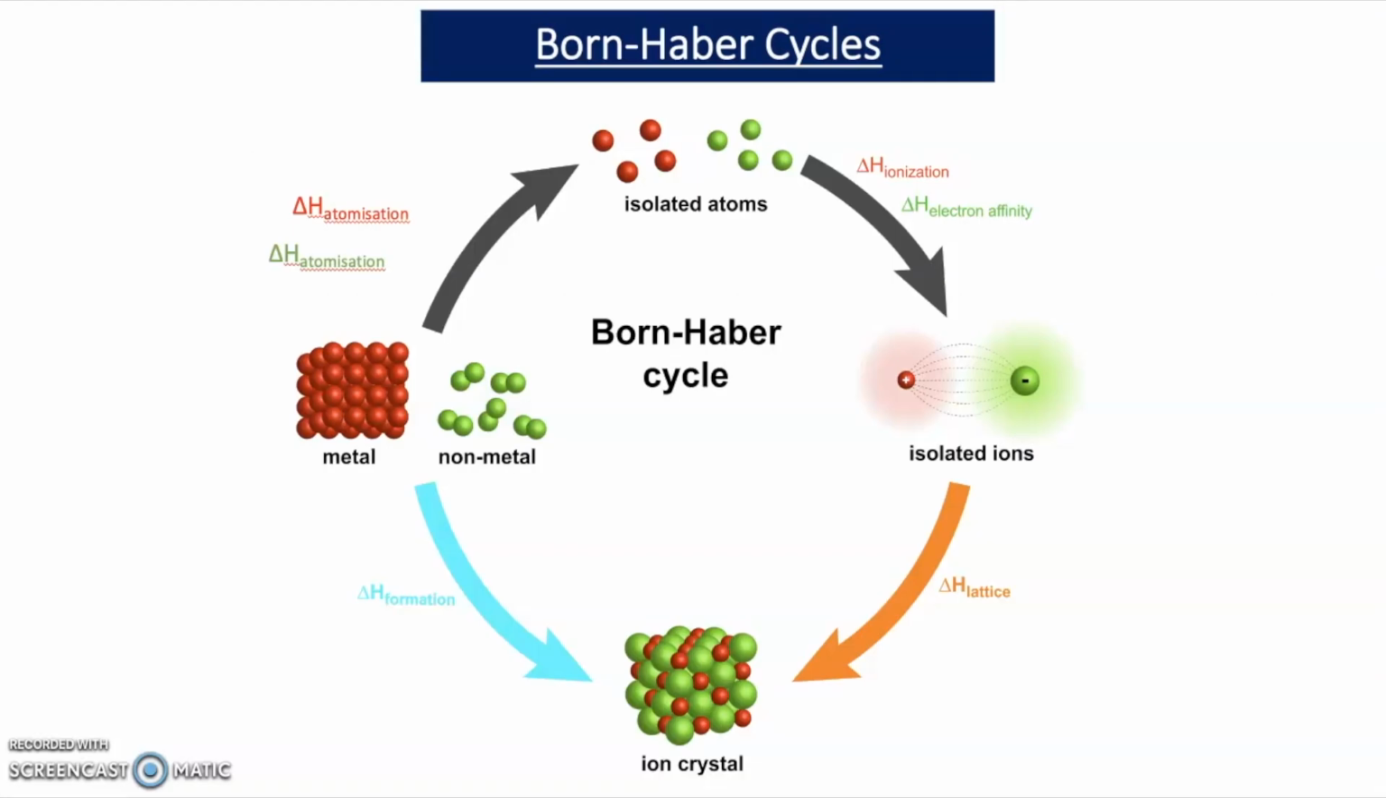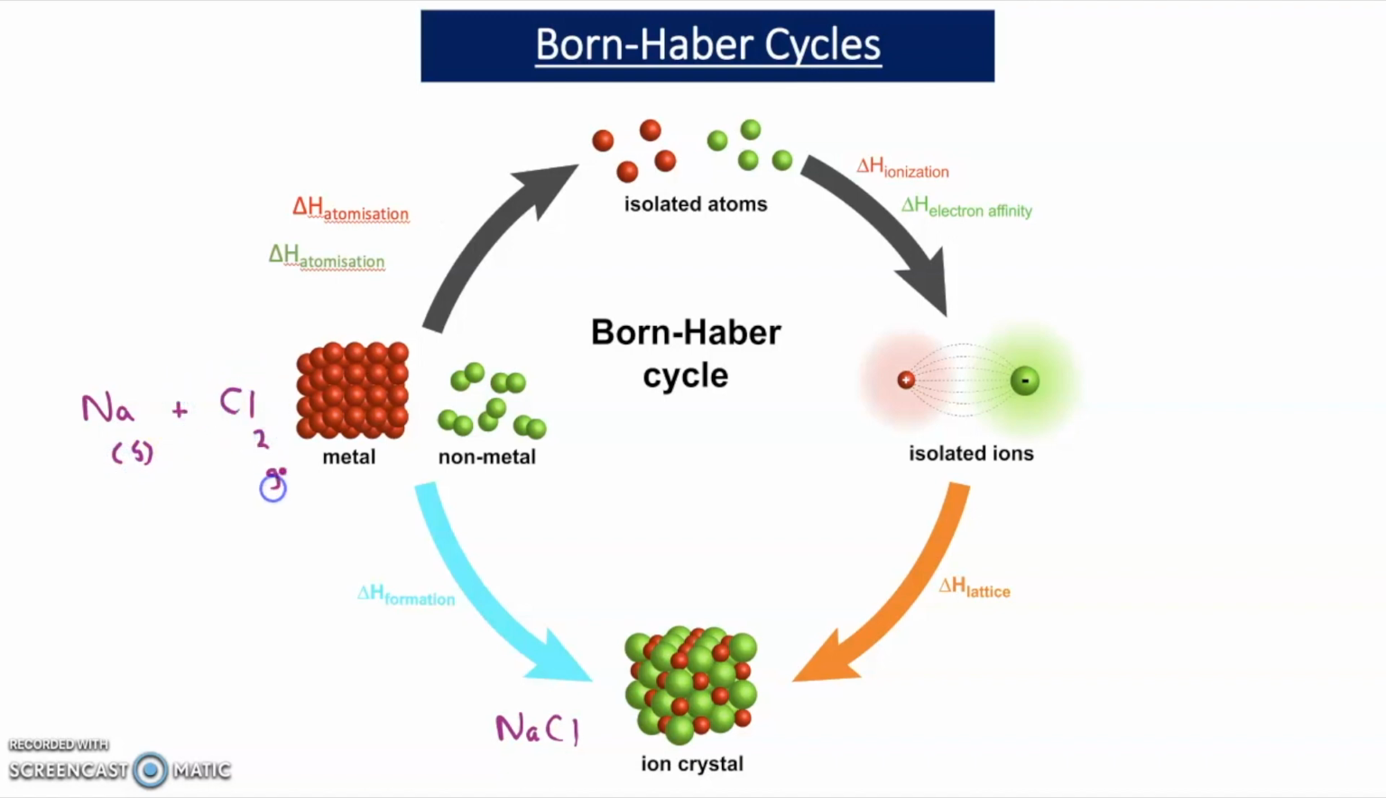So we're now going to look at the principles of a Born-Haber cycle. I'm going to use the example of sodium chloride here, an ionic compound which is made up of a metal and a non-metal, to illustrate the different stages in a Born-Haber cycle. The two elements that make up sodium chloride are sodium and chlorine. Sodium is a solid under standard conditions, and chlorine is a gas.